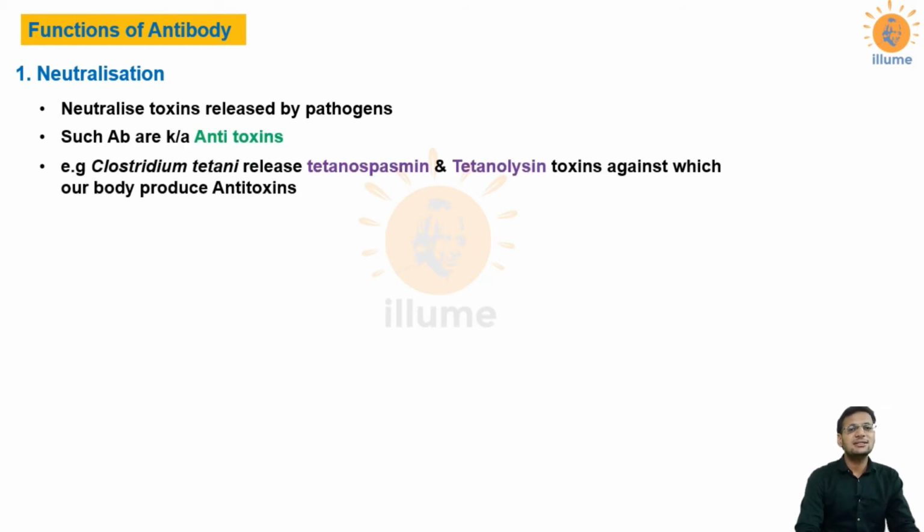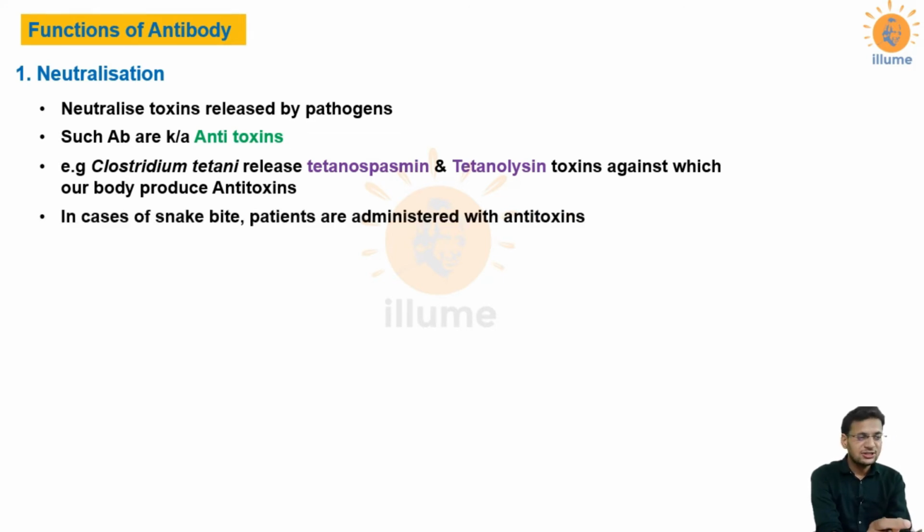Many pathogens do this, and the best example is the pathogen Clostridium tetani. When Clostridium tetani, that causes tetanus, enters your body, it releases two toxins called tetanospasmin and tetanolysin, and these toxins are responsible for the effects that are produced in tetanus. So your antibodies against the antigens of Clostridium tetani, the toxins tetanospasmin and tetanolysin, would neutralize these toxins. Such antibodies are called antitoxins. That means the antibodies which perform the action of neutralization are called antitoxins.